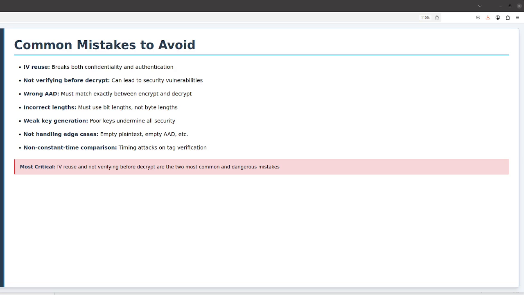Mistake number 4 is incorrect lengths handling. The lengths block must contain the bit lengths of AAD and ciphertext, not byte lengths.